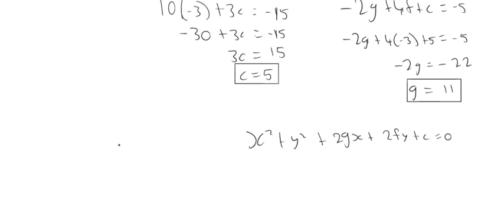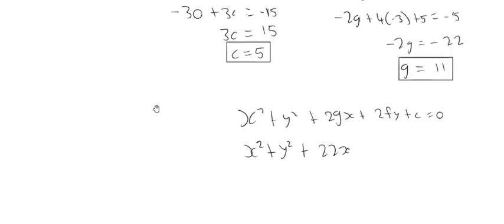So we get x squared plus y squared plus, now it's 2 times g times x, so therefore it'll be 2 times 11 times x, so that's 22x. And it's 2 times f times y, and we know f is minus 3, so it'll be minus 6y, plus c is equal to 0. And that's it then, that's the equation of the circle.